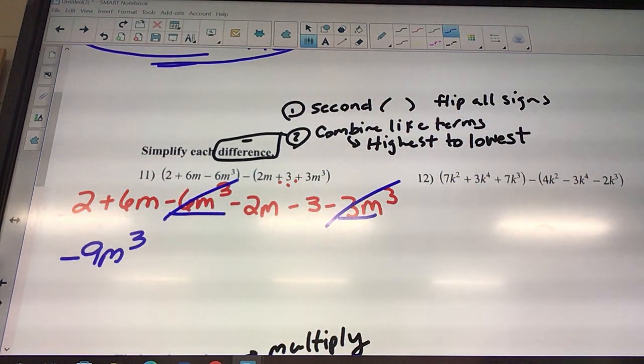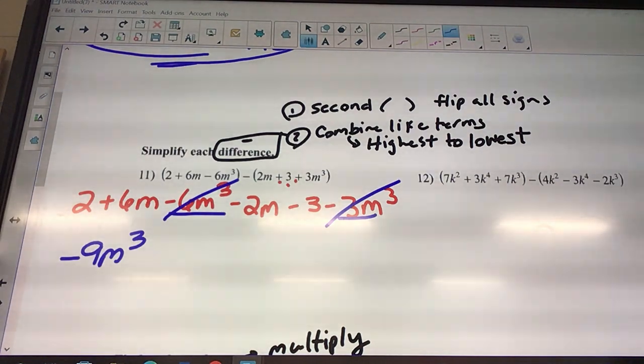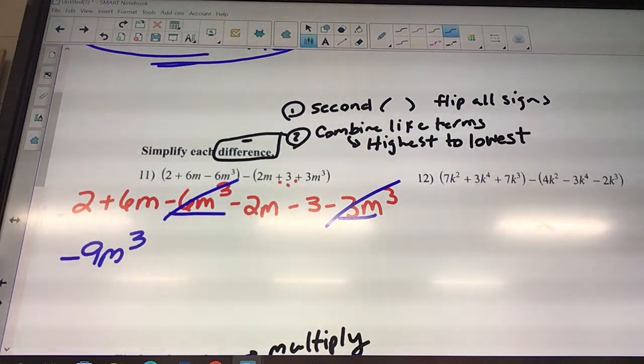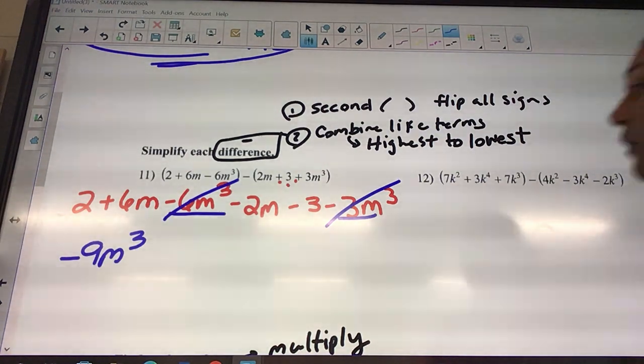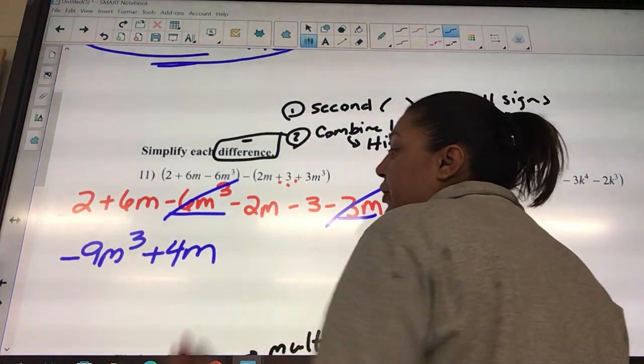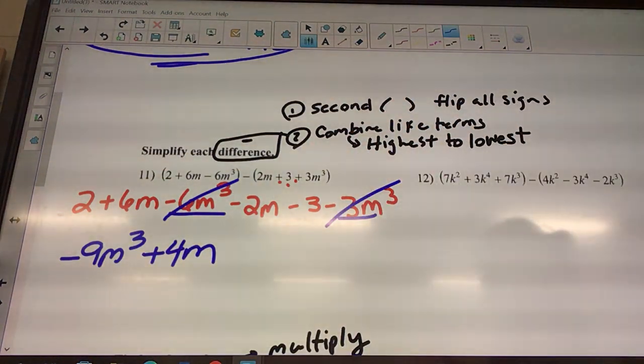Okay, and then what comes next? Is there M2s? No. Is there just M's? Yeah, so we're going to combine those next. So positive 6 minus 2. It's going to be a positive 4m. Okay, and those you can just type on your calculator. You can type in plus 6 minus 2. Okay?